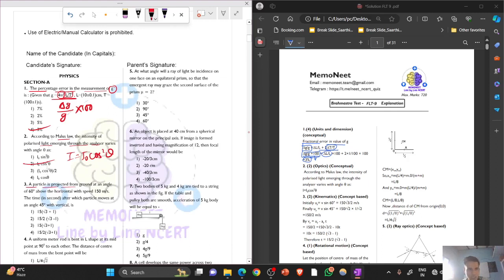A particle is projected from the ground at an angle theta above the horizontal with a speed of 150 meter per second. The question asks the time after which the particle moves at an angle of 45 degrees with the vertical. I mean, this is the vertical and this is the 45. The particle is projected in this way. So somewhere in here the particle will be like this, and with the vertical it makes this angle. So your vertical component will be V cos 45. That will be your vertical component. So you just need to do kinematics and solve it out.